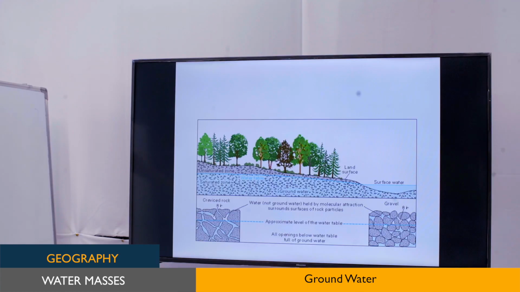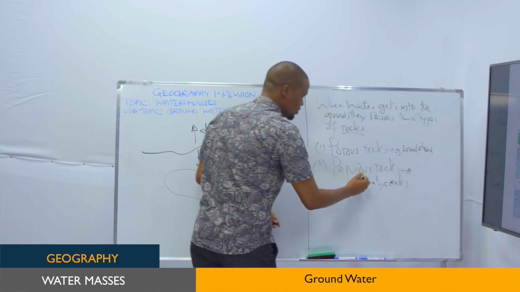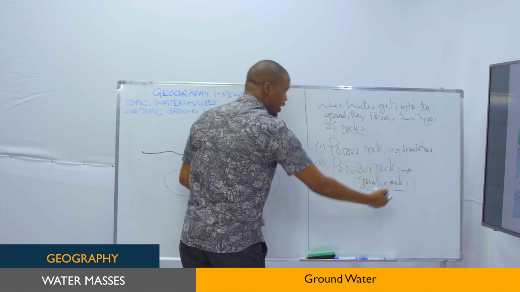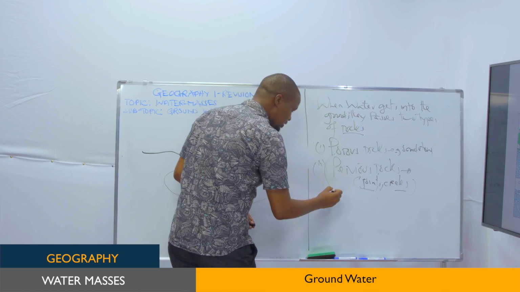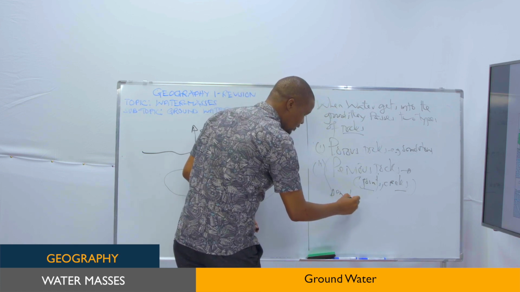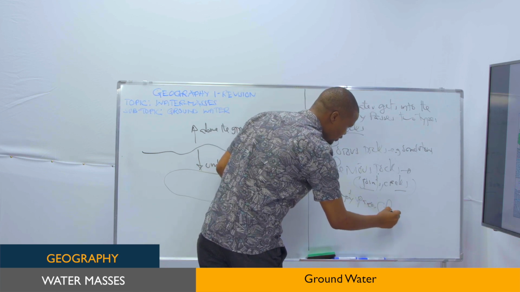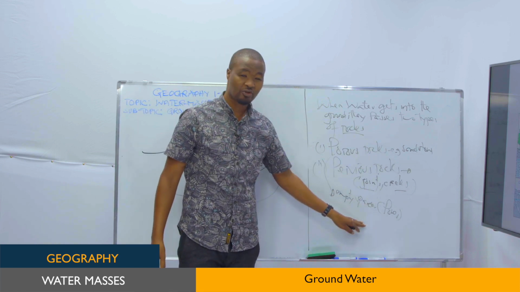Pavers rocks are the rocks made up of what? Of the joints or cracks. So in this type of rocks, water uses either cracks or joints to enter the ground. Are we together? Then porous rocks are the rocks made up of empty spaces. Empty spaces we call pores. An example of porous rocks is sandstone.